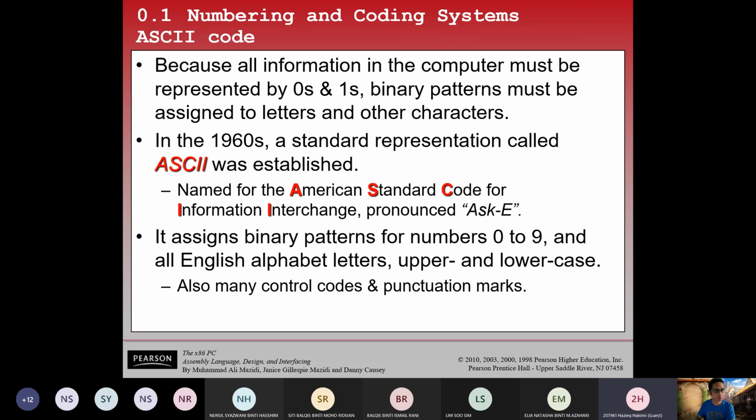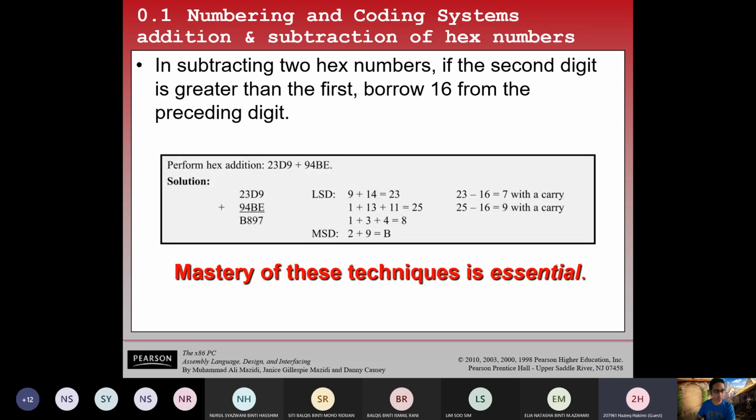Okay, let's do it the other way around. Okay, you know this is the result, right? Okay, let's say take this one, minus that one. Okay, so you have B8 line 7. And let's say I take this one, 94BE.